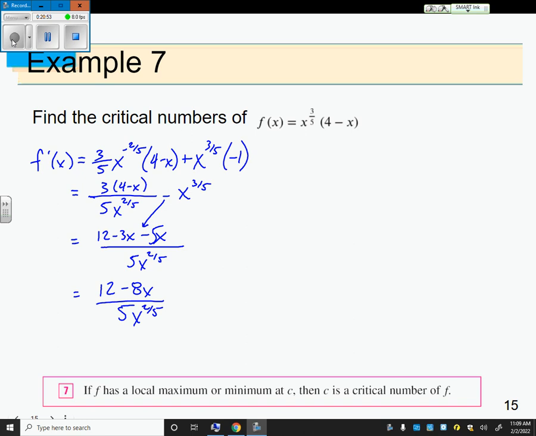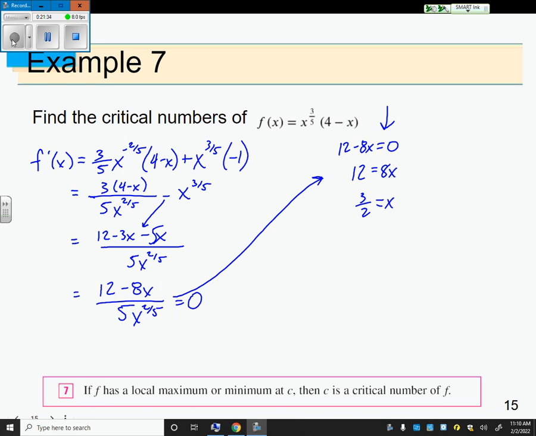Whenever I'm looking at a critical number, I'm interested in what makes it equal to 0. When I'm dealing with a fraction, what makes a fraction equal to 0 is whatever makes the numerator equal to 0. Or you can just think about it: if I set this derivative equal to 0 and multiply both sides by 5x to the 2/5, I get exactly this. And then from there, I just add 8x, divide by 8. x is going to be 3/2. That's going to be one of the critical numbers.